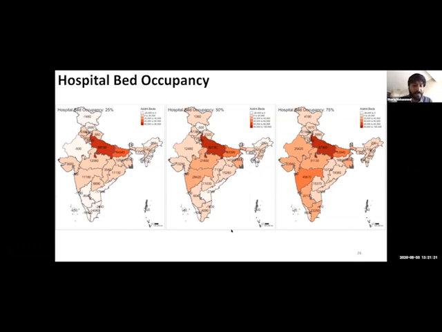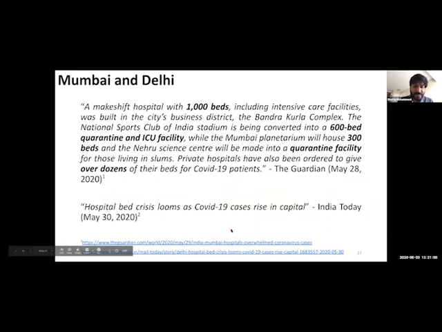For example, the leftmost panel here shows the case where you have only 25% prior occupancy of hospital beds, and 75% of these beds are available. Then most of these states look well placed in terms of the additional resources they'll need. But if the hospital occupancy is about 75%, which is on the right-hand side, then almost all states in India need additional healthcare infrastructure or additional hospital beds and the associated infrastructure to be able to handle a pandemic of this size. So if you move to the next slide.